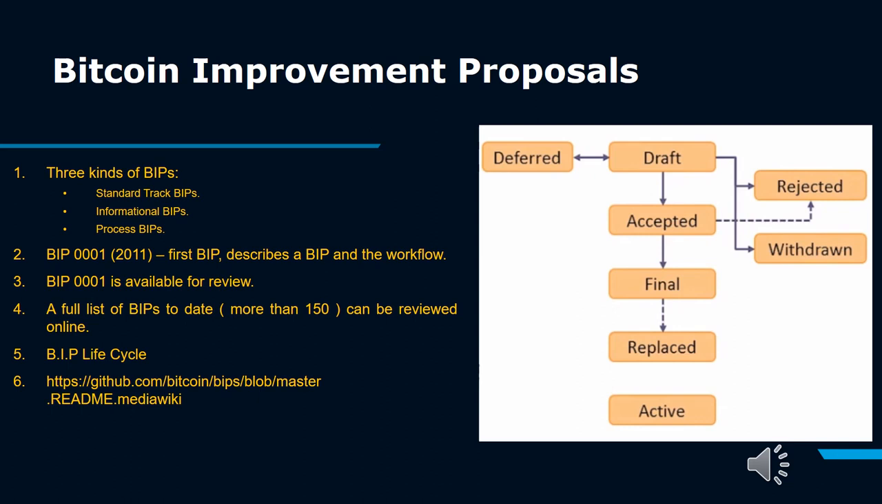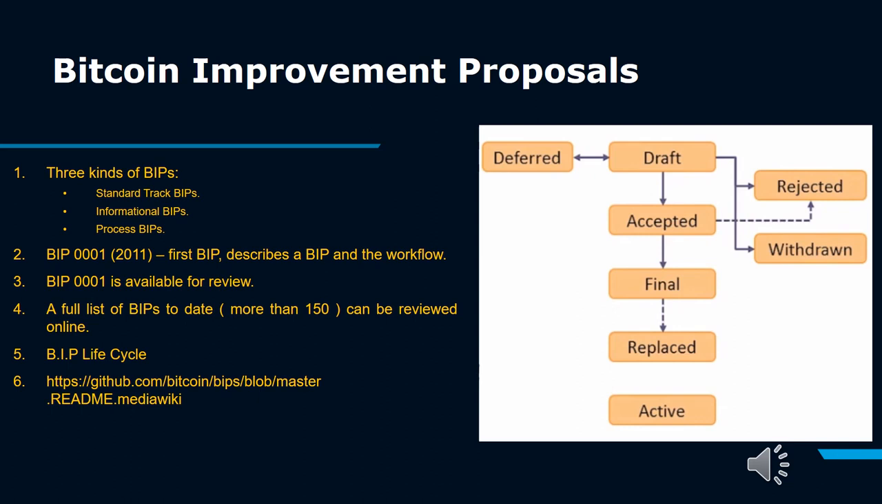3. Process BIP. These types of BIPs describe or propose a change in the process. They are similar to standards track BIPs and require community consensus. They can't be ignored, but unlike standards track BIPs, they intend to be applied outside the Bitcoin protocol. An example of this is BIP 2.